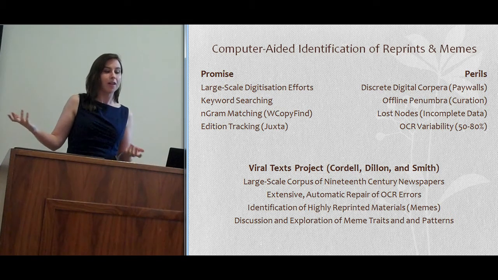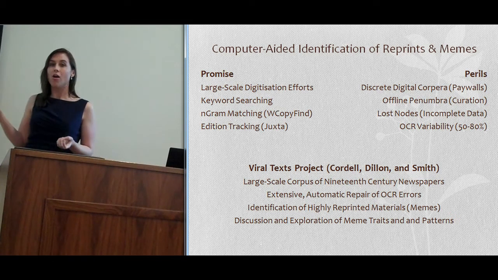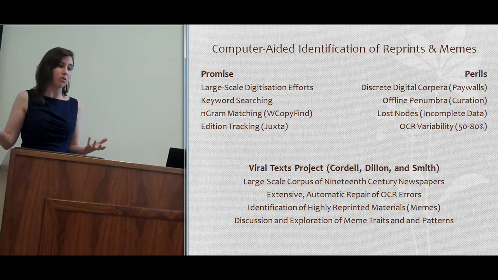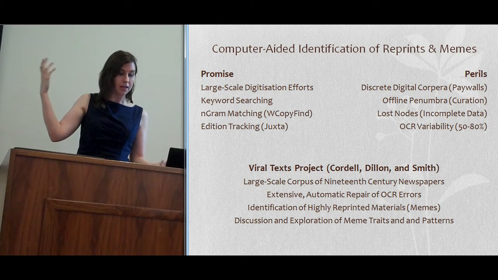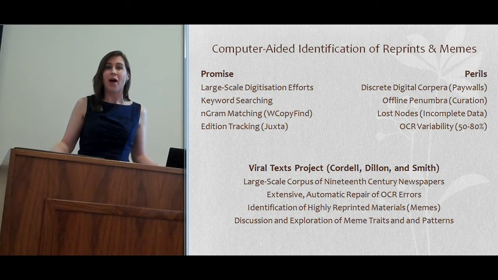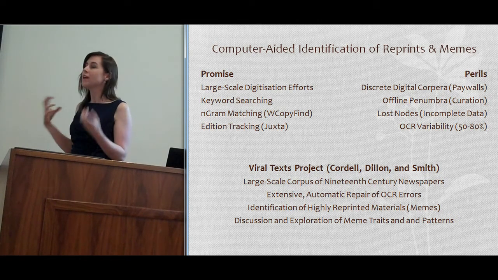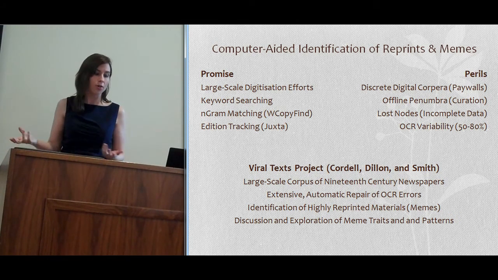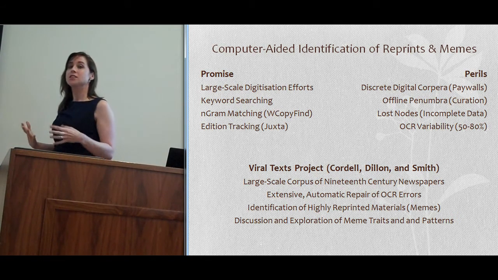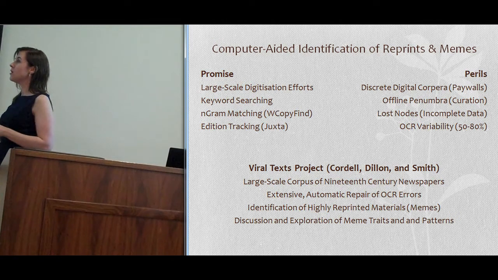There's also the offline penumbra, all the things that are not and will never be digitized. So how do you deal with all those missing nodes? And even if you had every newspaper, the OCR is just really bad. So how are you going to choose what counts as a meme, which is just a turn of phrase, things like that?